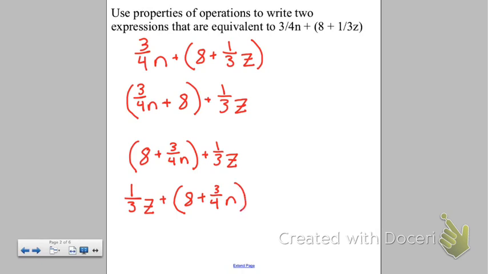There are a number of different options I could have used. I could have used the associative property and grouped any two terms together inside my parentheses and had the third term outside of the parentheses.